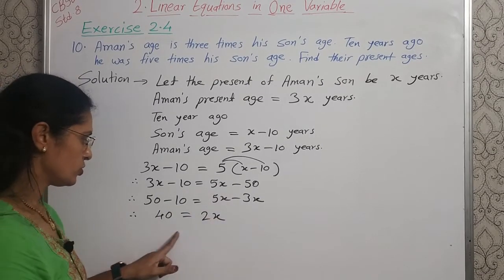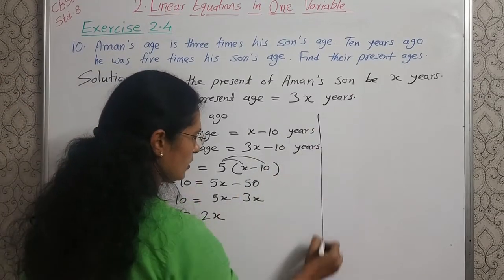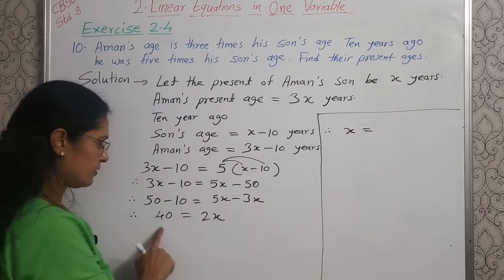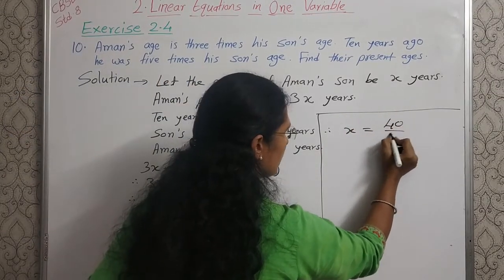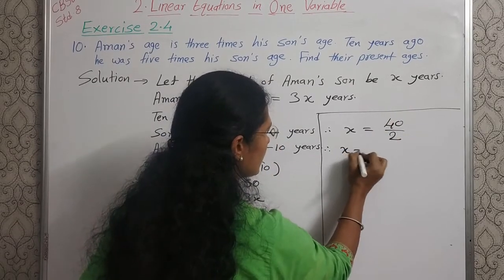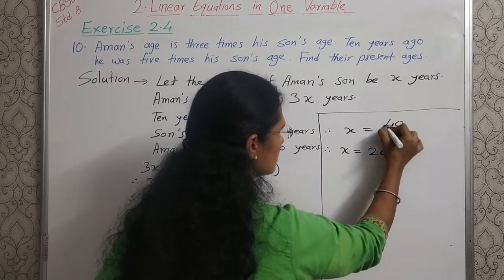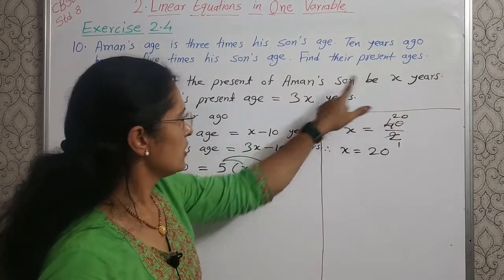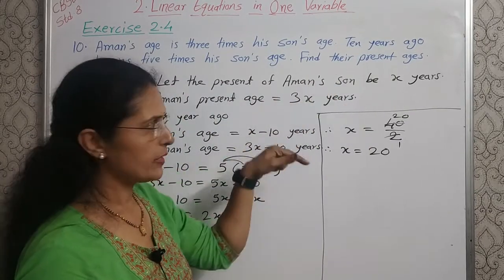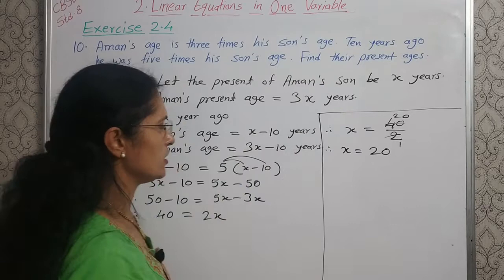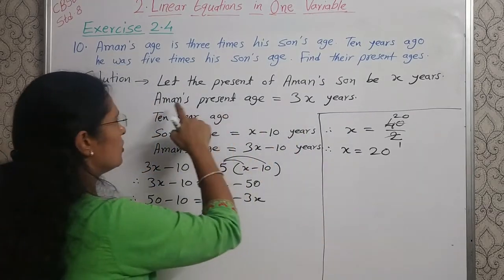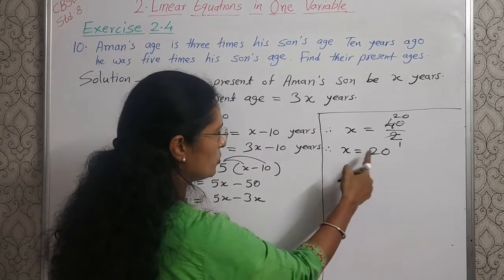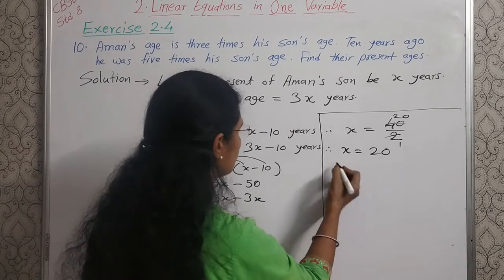Now we'll divide by 2 and we'll get the value for x. Therefore x is equal to 40 by 2, and after simplifying this we'll get x is equal to 20. See, 2 ones are 2, 2 twos are 4 and this 0. So x is equal to 20. And what is x? x is son's present age. Aman's son's present age is 20 years. Then how old is Aman today? Aman's present age is 3x, that is 3 into 20, that is 60. It will come 60 years.